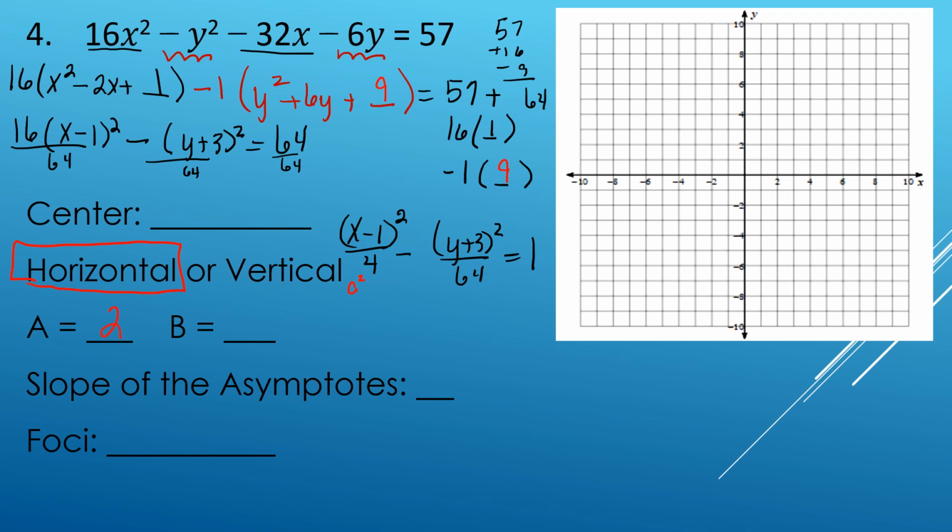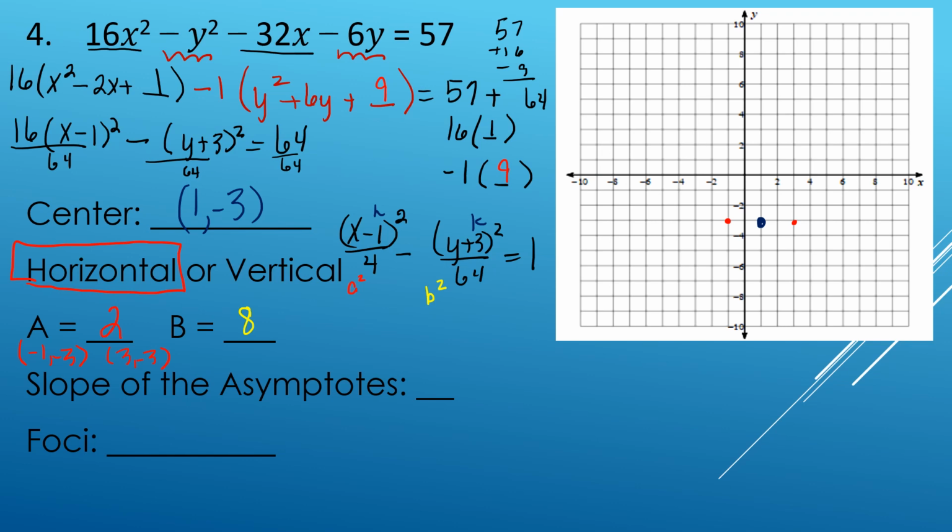And our b squared value is going to be 64. So the square root of 64 would give me 8. And I'll travel up and down 8 units from our center. And in fact, our center is the point (1, -3). And that was the opposite of my h and opposite of my k value. So I have the point (1, -3) as my center. And from there, I'm going to travel 2 units to both the right and the left in order to get my vertices. And I'll list those as (-1, -3) and (3, -3).